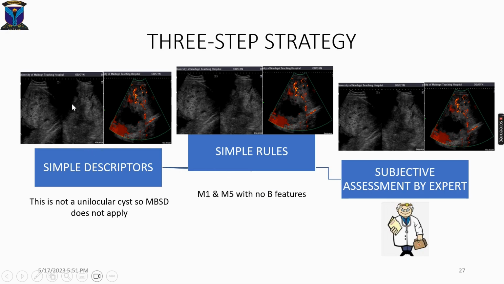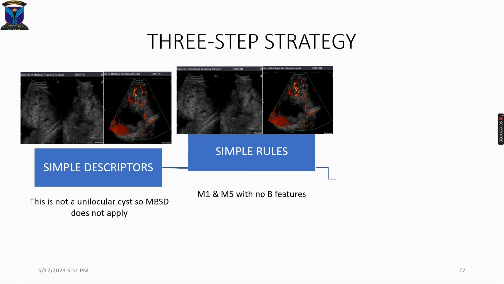Here you have a solid tissue. Can you use simple descriptors for this? No. This is not a unilocular cyst. So modified benign simple descriptor cannot be used for this case. So simple rules was used, and this was a malignant lesion because there was presence of M1 and M5 with no B features. So simple rules has already classified this now as malignant. So do you need to subject this to expert opinion? No, you don't. Why? Because simple rules has already classified this lesion as malignant.